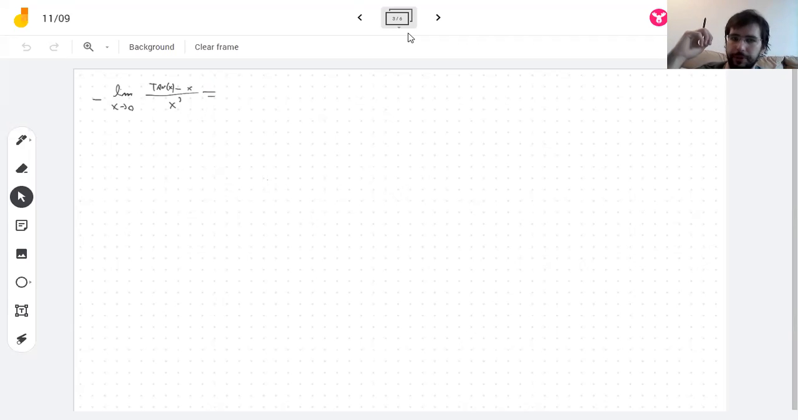What does the numerator approach? It's the tangent of 0. Wait, is that like a negative limit? Oh, no. That was just... although we could compute the negative limit, of course. Is that x cubed? Yeah.